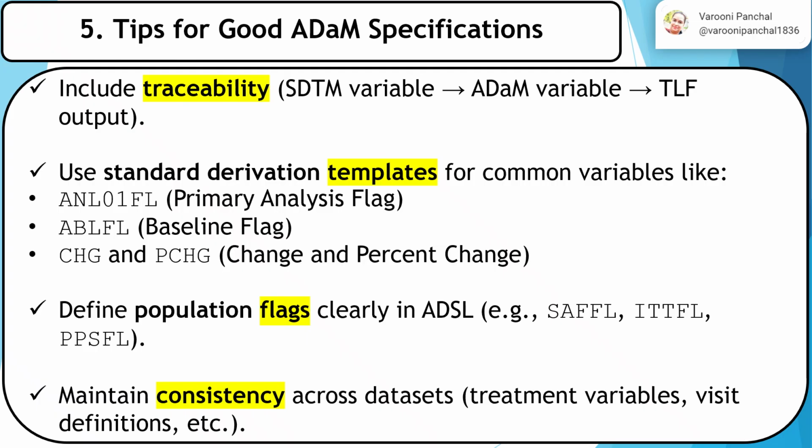Next thing is maintain consistency across datasets. The treatment variables, visit definitions, etc. You need to ensure that consistency is maintained across all the datasets, whichever are common, like visit definitions, the treatment variables, and many other factors, like your unique subject ID. These are all primary key variables that you need to be very careful with, so that you don't land up in problems merging, whether horizontally or vertically.